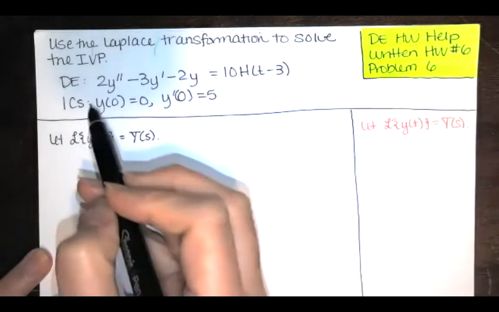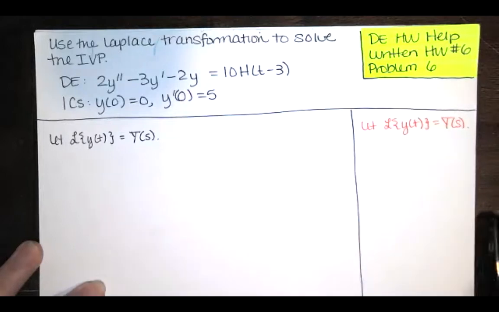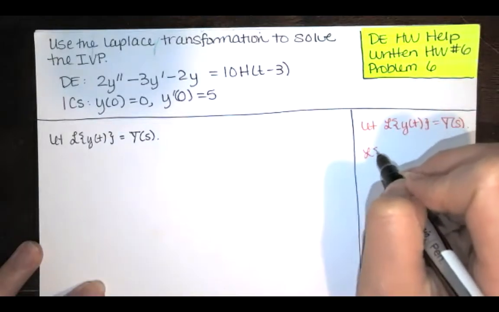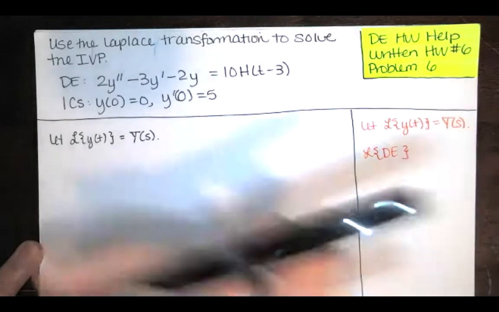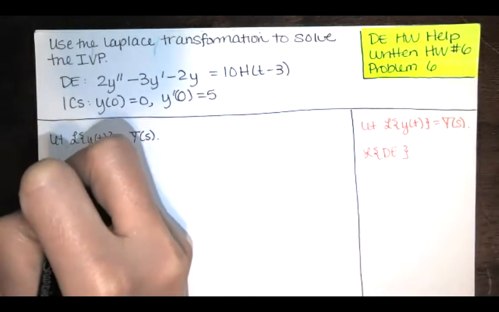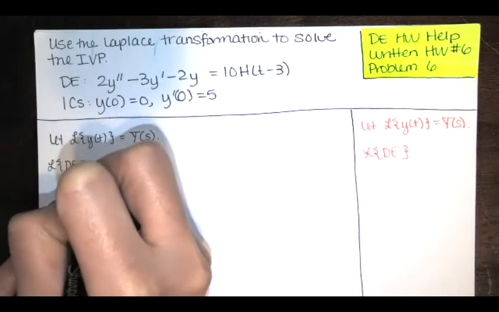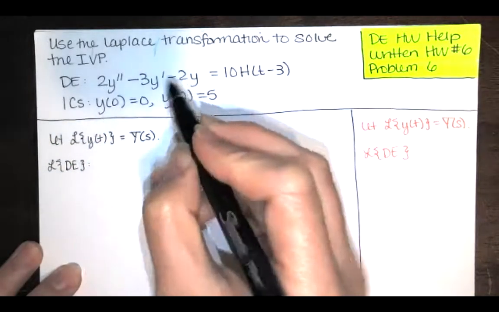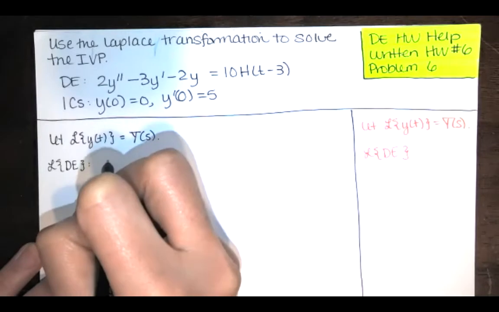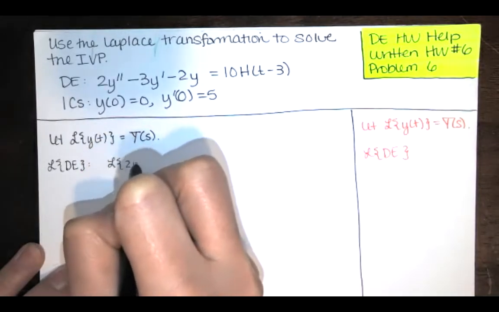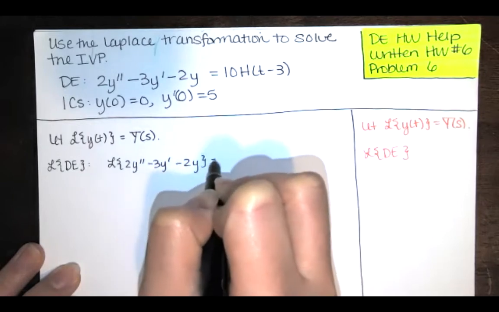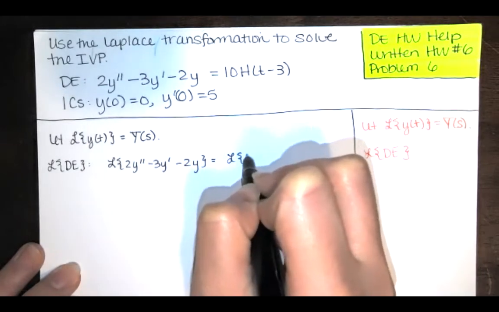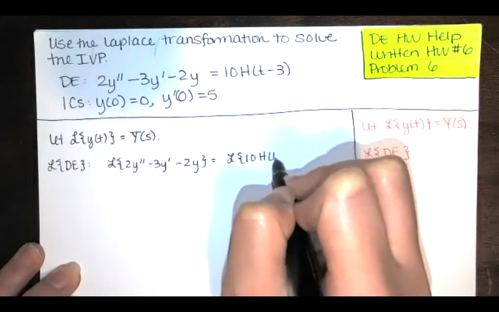And then we take the Laplace transformation of both sides of the differential equation. So this is my notation for that. That's not standard notation. But the idea is I'll take the Laplace transform of this side and set it equal to the Laplace transform of that side. Now the Laplace transform is a linear operator.